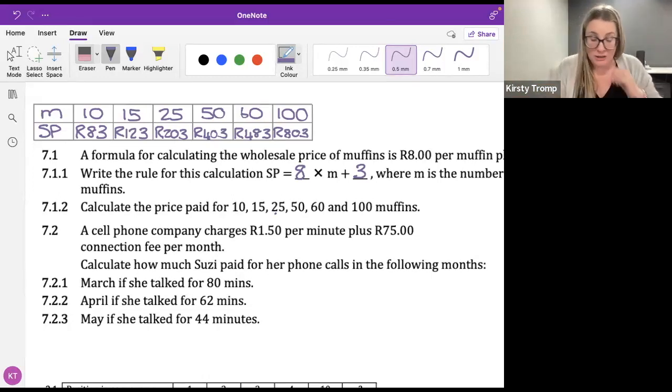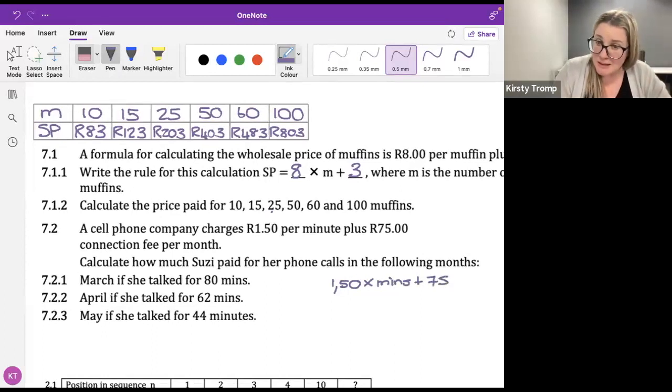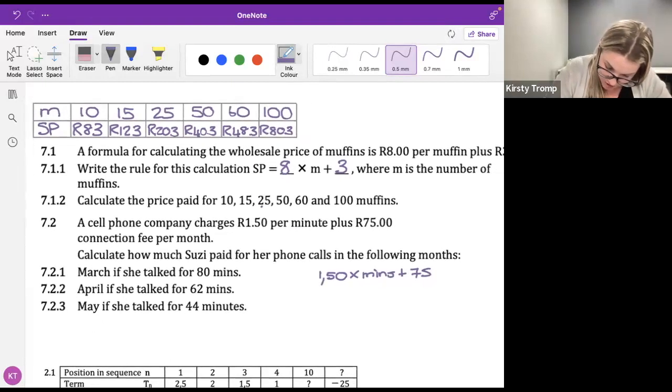Lissetti, you have had your hand up since the beginning. Talk to me. What do you need to do for 7.2.1? Ma'am, my rule was 1.50 times the minutes plus the 75 rand. Well done. Good. So 1.50 rand times the minutes plus the 75 rand, can we say is equal to the cost? Yes. Awesome. Well done. So let's go do 7.2.1.